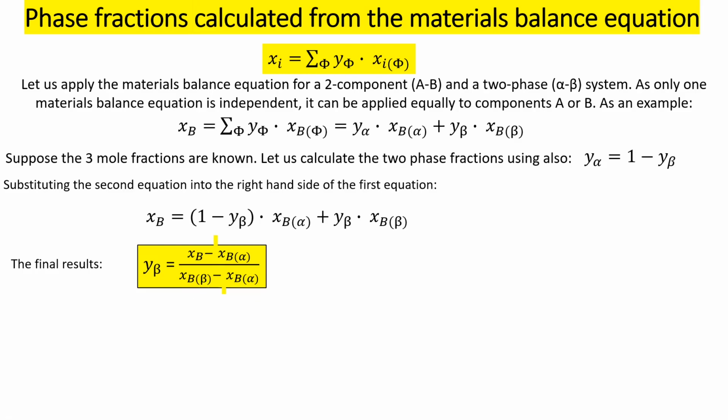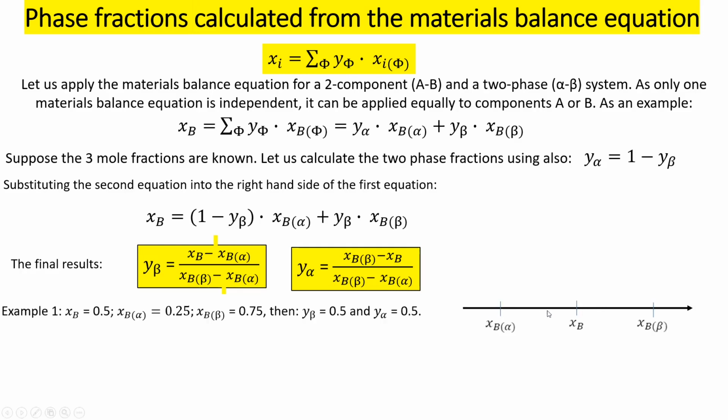But if you want it to be more scientific, of course you can substitute the last equation into this equation of y alpha, and then after some rearrangement you can find that y alpha equals xb beta minus xb divided by xb beta minus xb alpha. Okay, so this is the way how we can get the two unknowns, the phase fractions of the two phases, if we know all the compositions. Let me show you how it works on 3 examples.